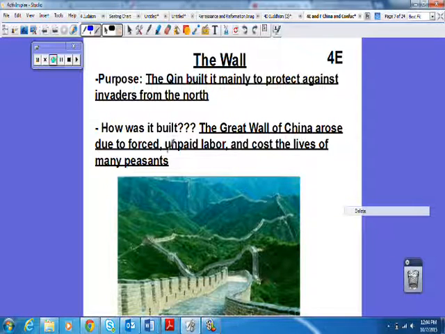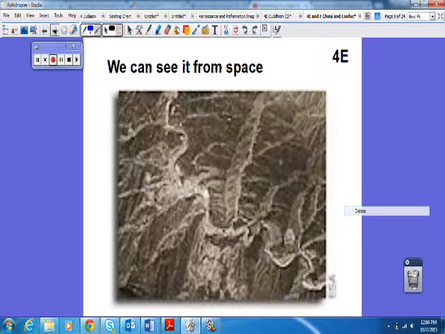Now, how was it built? It was built by forced unpaid labor. Shi Huangdi forced many peasants to build this wall for him. Many died during the building of this wall. It's a huge project. He didn't feed them as much as he should have. He didn't give them appropriate living conditions, and many died and were actually buried inside the wall.